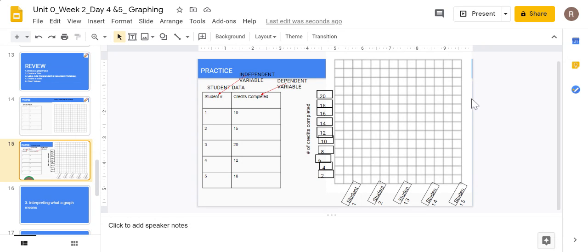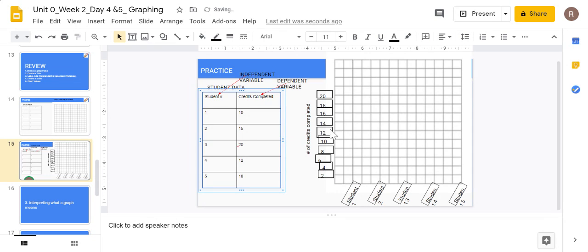So I have, let's look, 1, 2, 3, 4, 5, 6, 7, 8, 9, 10, 11, 12, 13, 14 lines, and I need to fit 20 credits. So that wasn't going to fit going by ones. So I decided to go by twos. 2, 4, 6, 8, 10, 12, 14, 16, 18, 20, which is going to use up the majority of the graph. And it still gets in all of my numbers.